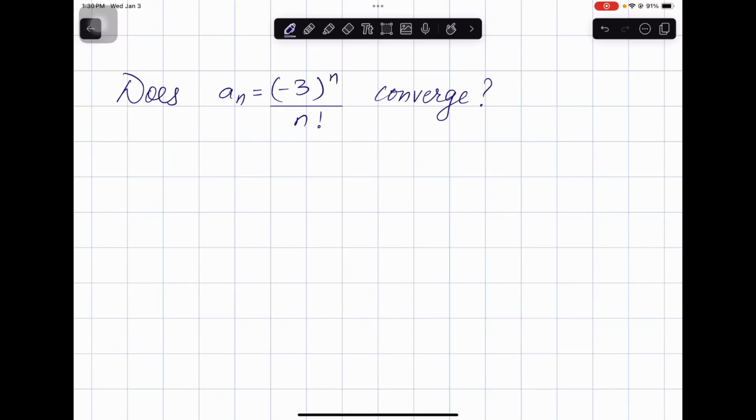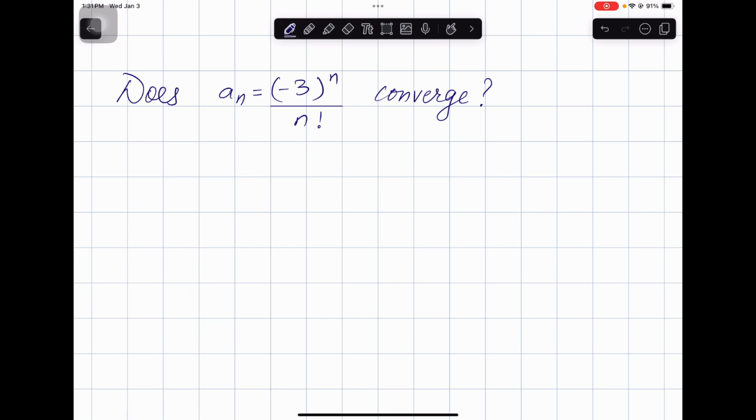Hey guys, today we'll be finding out if this sequence converges or not. So we will be talking about the squeeze theorem in this video and we'll be taking its help in solving this question. So the question is, does this sequence (-3)^n over n factorial converge? So how are we going to do this?